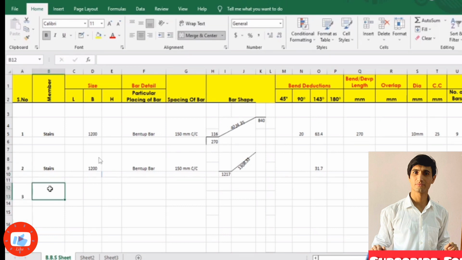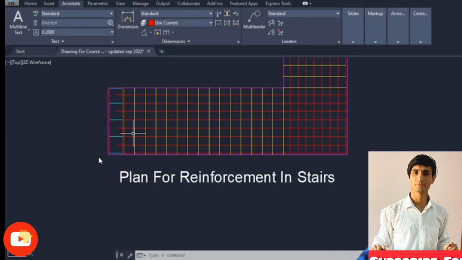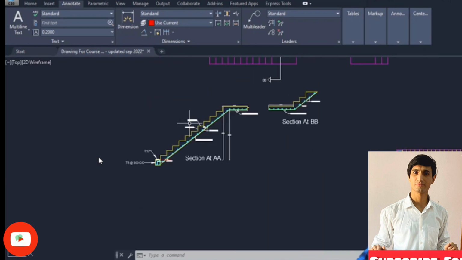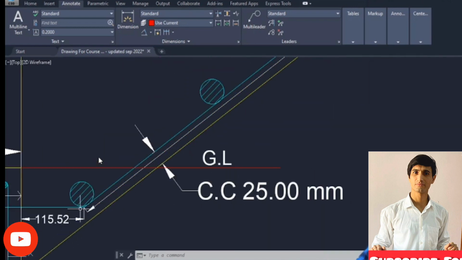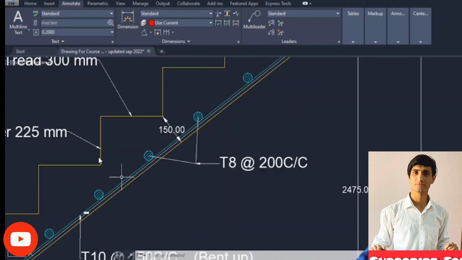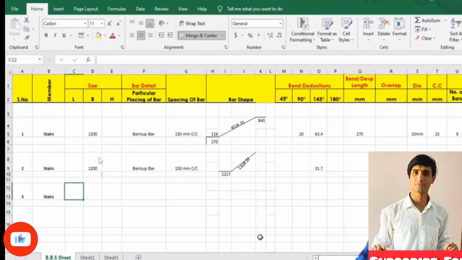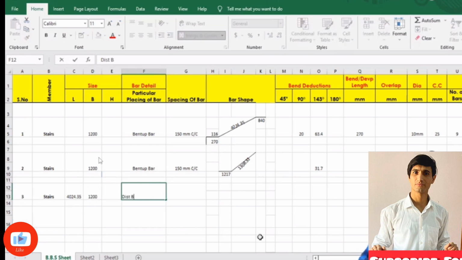And next to it, what we need to do is we need to go here, the stair. What about the length? So first of all, we will find out on the landing 1, sorry, the flight 1, right from this position up here, we need the total length. And this inclined length is basically the total length, right from this position up till here, where we need to place these distribution bars. So it is a total of 4024.35, 40. Okay, breadth is 1200, there is no need to add the height, so this is distribution bars, flight 1.